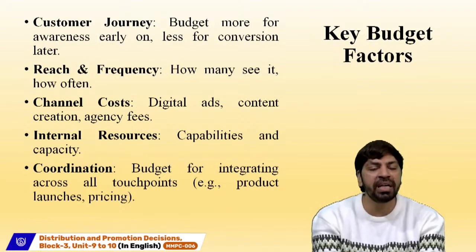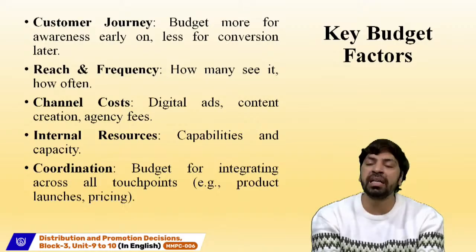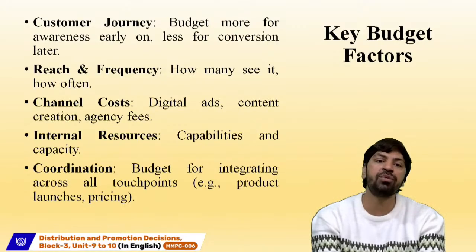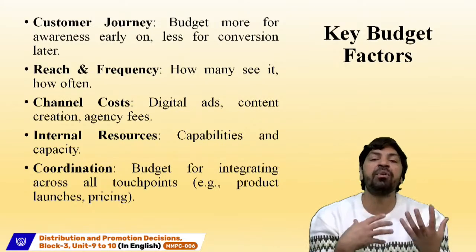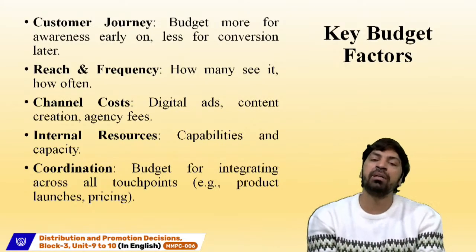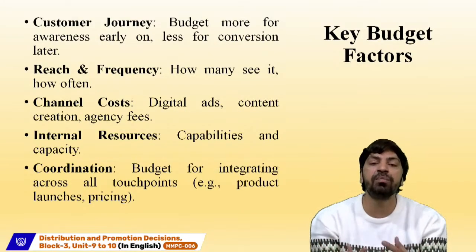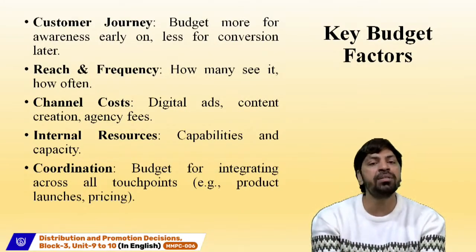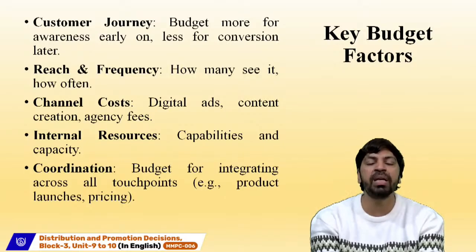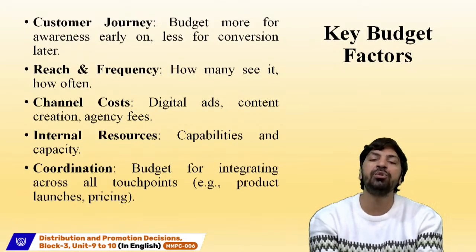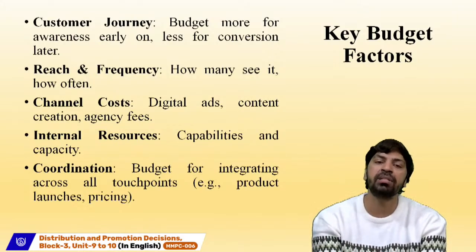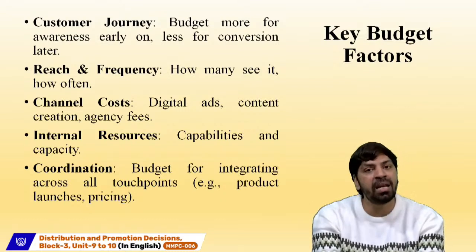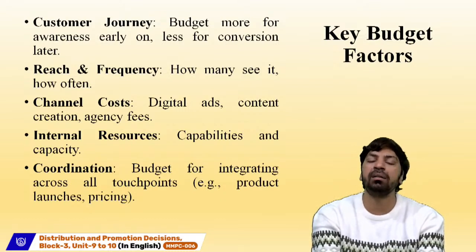Next is coordination, the budget for integrating across all the touch points, whether at the time of the product launch, what would be the pricing factors, what would be the distribution factors, and that to be included and considered for determining the budget. So these are the five main factors that always help to determine the budget.